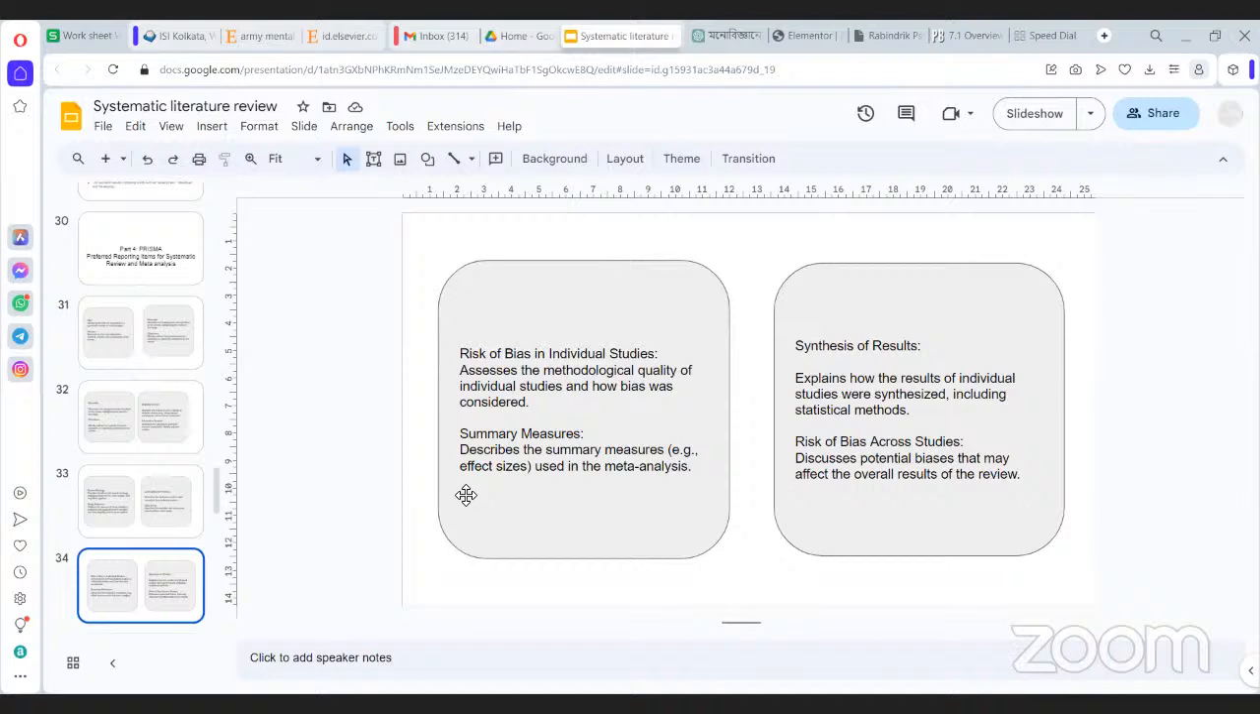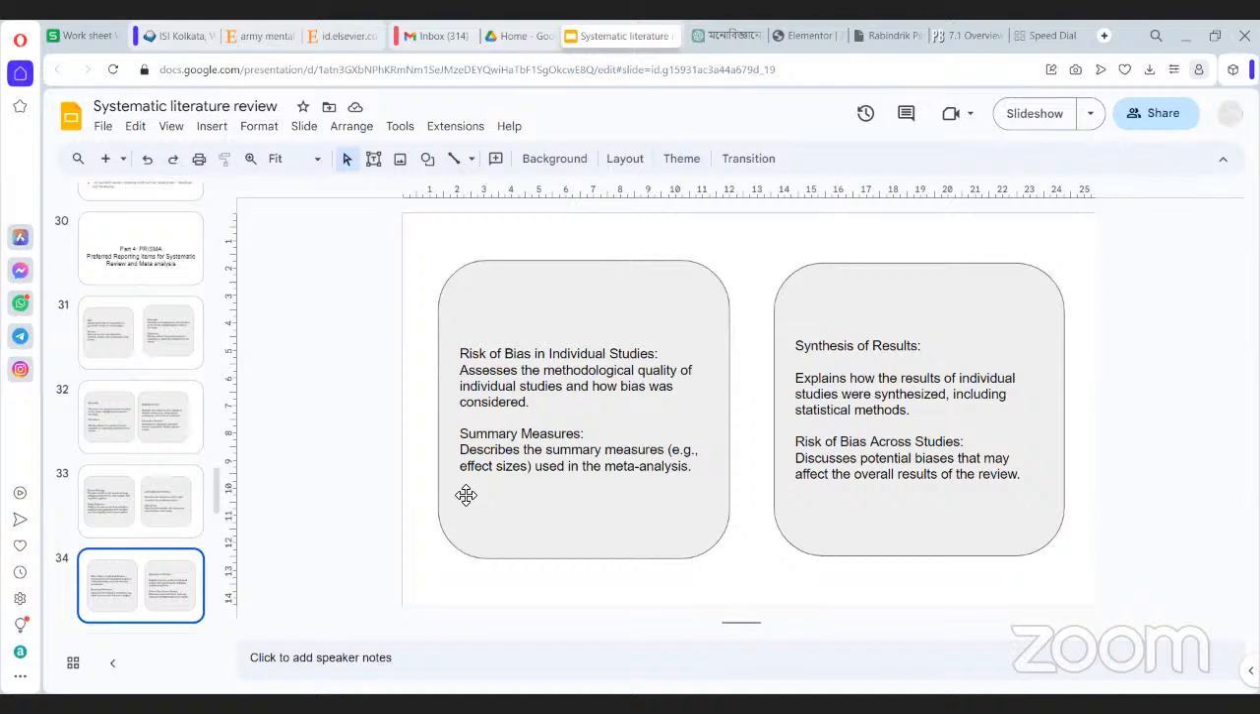Sir, what is the difference between SRL and meta-analysis? No. In the SRL, meta-analysis is a part. It is one part of that. If you do not follow the meta-analysis, it will not be accepted as an SRL.